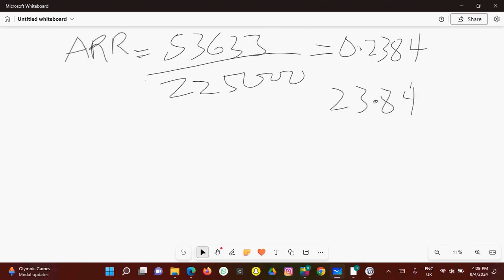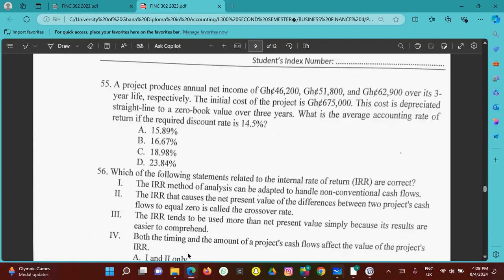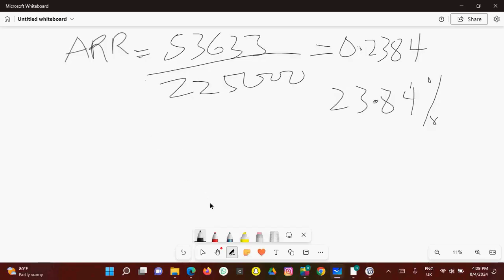84%. Right. So that is it. So the answer to this question is T. 55 is T. And 56.